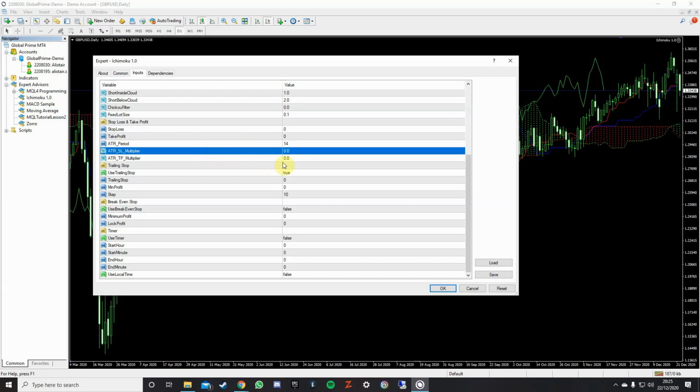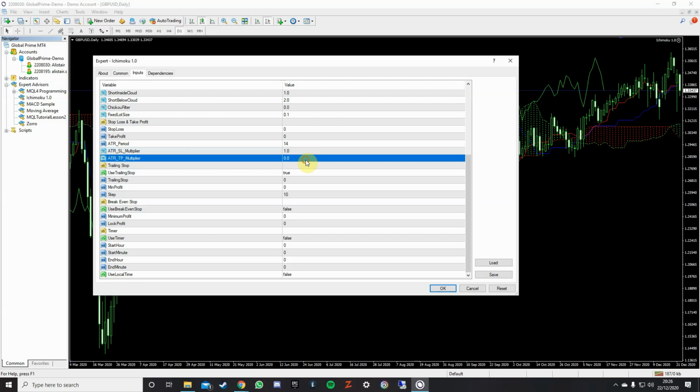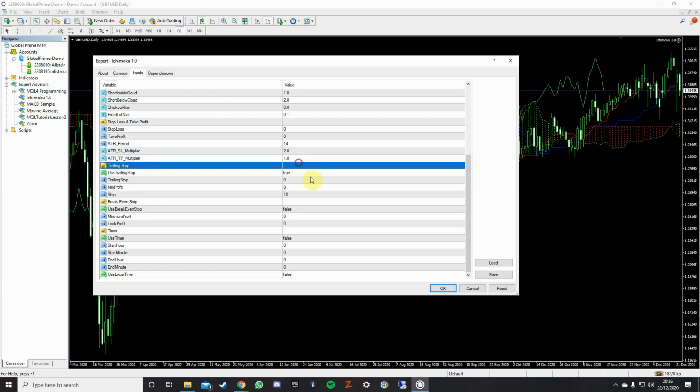And if you set these numbers to anything other than 0, it won't use these stop loss and take profits. It's going to use the multiplier instead. And what that basically means is if you've got an ATR, let's say of 50 pips, and you set this to 1, it's going to set your stop loss to 50 pips. If you set it to 2, it's going to set your stop loss to 100 pips. And the take profit works in exactly the same way.